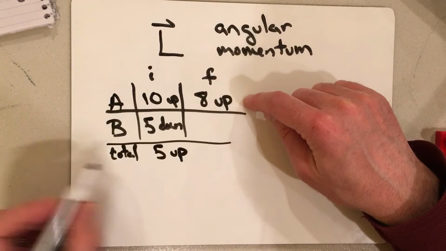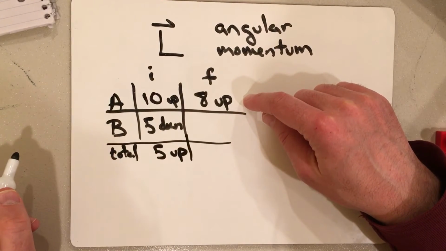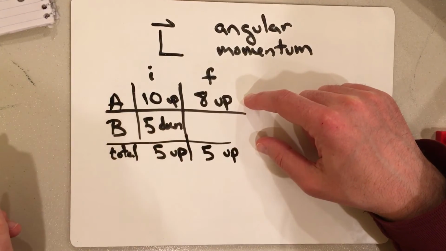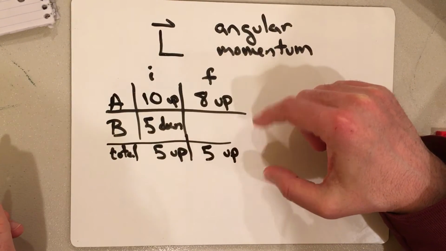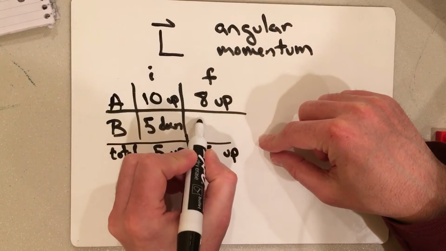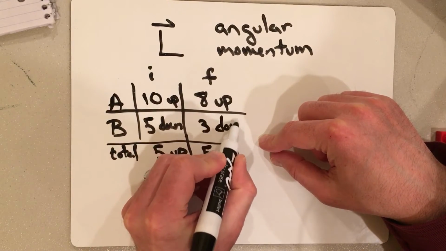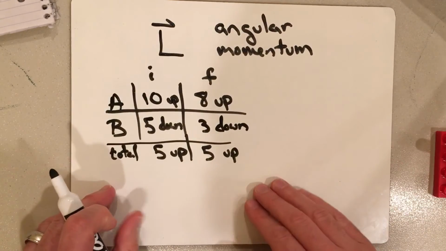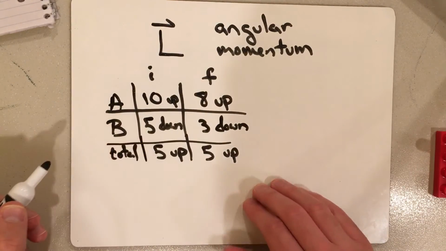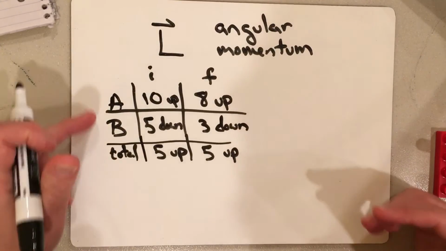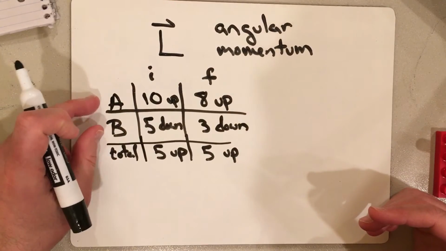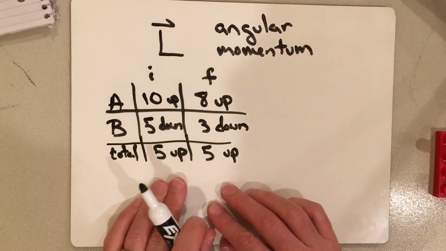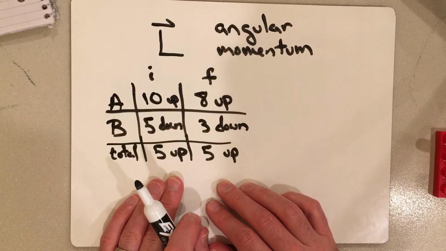Which means here, if there's 8 up, the total amount can't change, so I still have to have 5 up for the whole system. So, of course, that means I have to have 3 down, because 8 minus 3 is 5. The total angular momentum has to remain constant. I have a closed system where I only have two objects, A and B, so the total angular momentum has to remain constant. In this case, it has to always be 5 up.